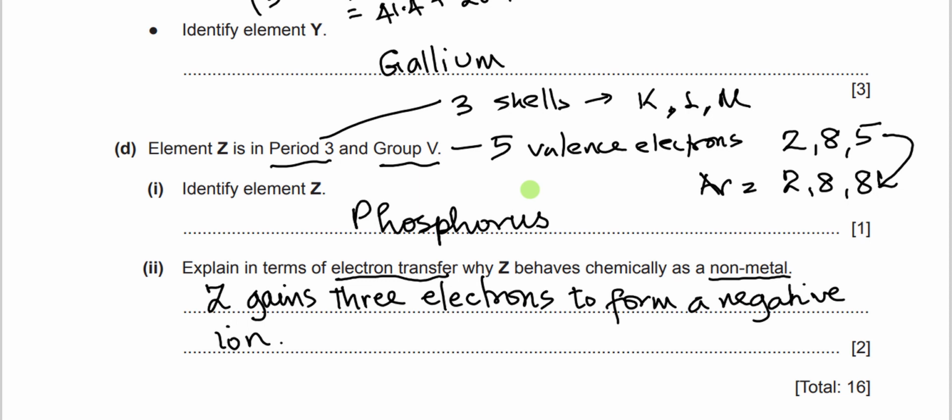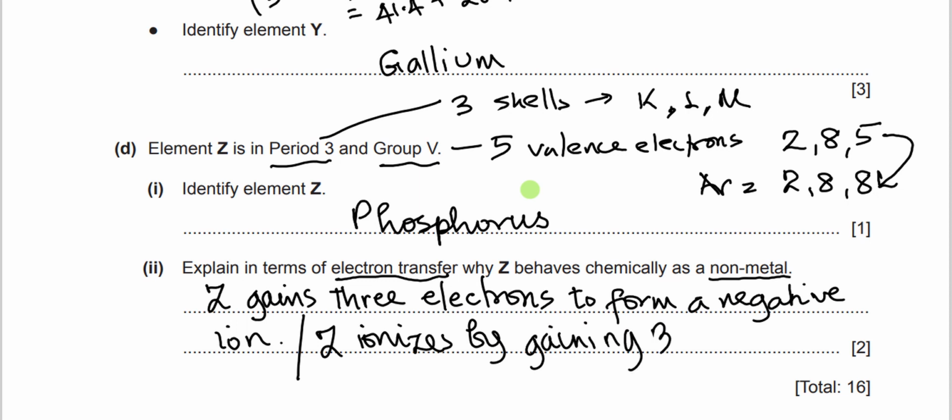Or we can say that Z ionizes by gaining 3 electrons. This is 2 marks, right? So 1 mark for gaining of electrons and the second mark for the number of electrons it will gain. So that brings us to the end of question 1 for the May-June 2020 paper 4.